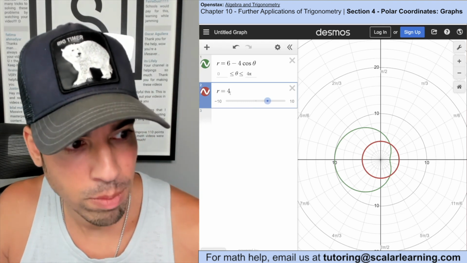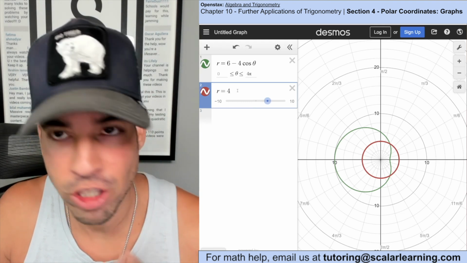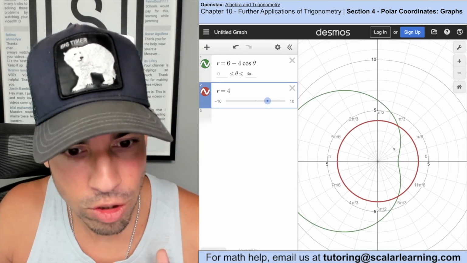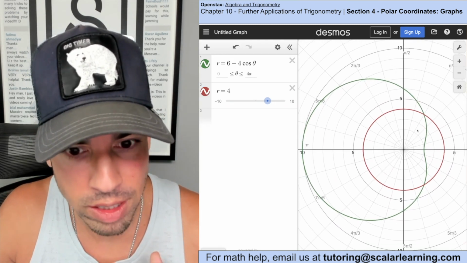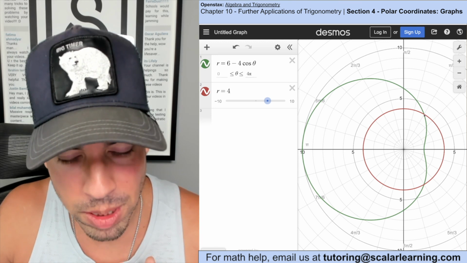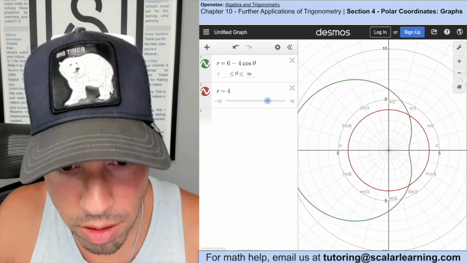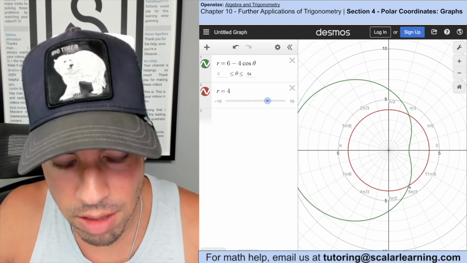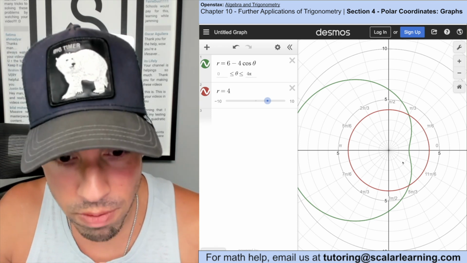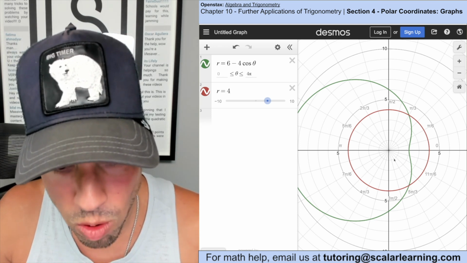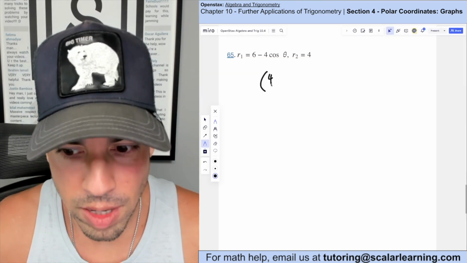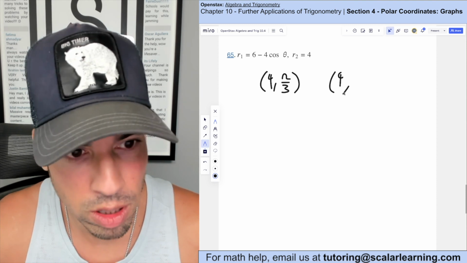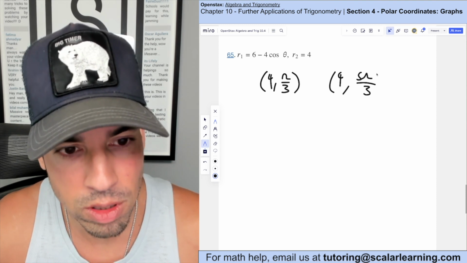So as we've seen in previous problems, when r equals just a constant, we know it's going to be a circle. And let's look at these two, and we can find the intersection right here in Desmos, which is going to be at a theta value of pi thirds and an r value of 4. And here a theta value of 5 pi thirds, but also an r value of 4. The r is the radius, 1, 2, 3, 4. So we've got 4 comma pi thirds and also 4 comma 5 pi thirds. That's how you do it.